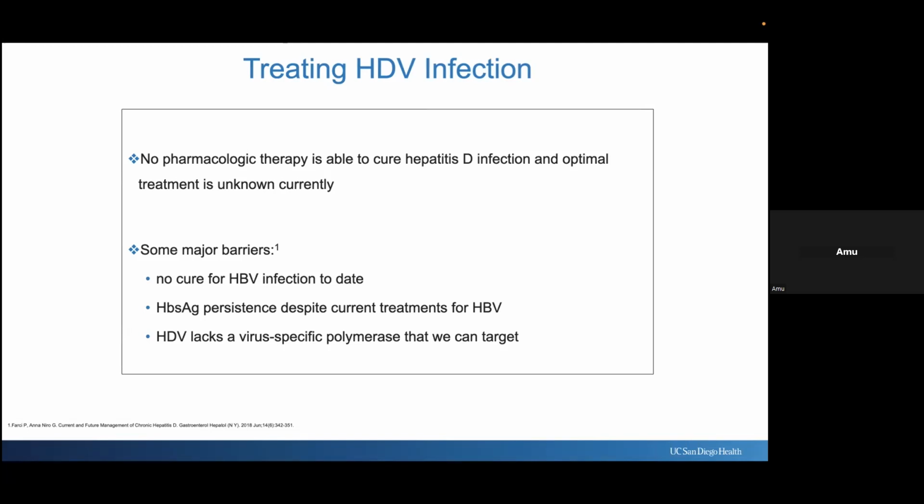Another challenge is that unlike hepatitis B and C viruses, which both produce specific enzymes for the process of viral replication that can be targeted with treatment, hepatitis D virus uses a host RNA polymerase for its replication.